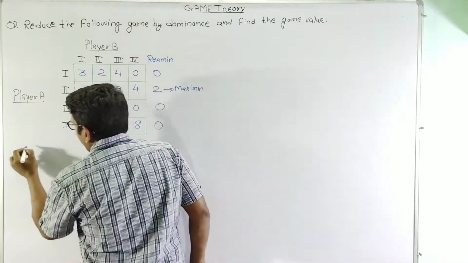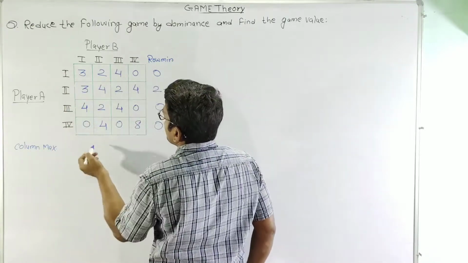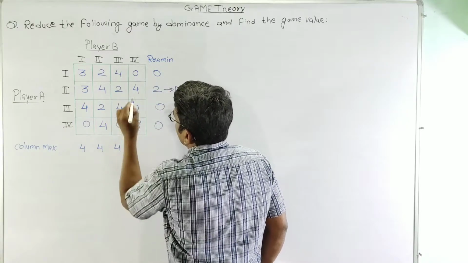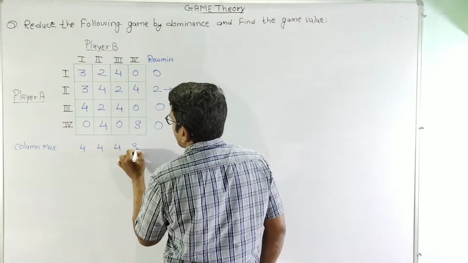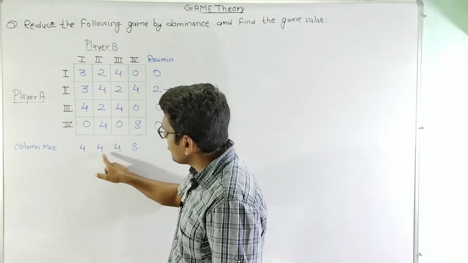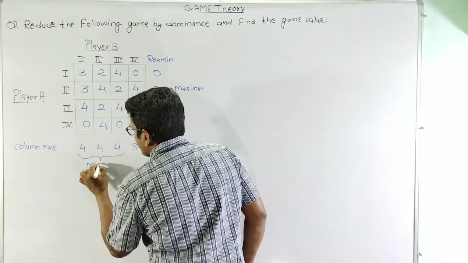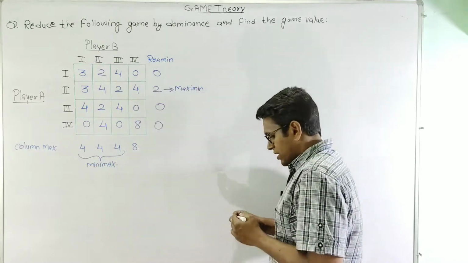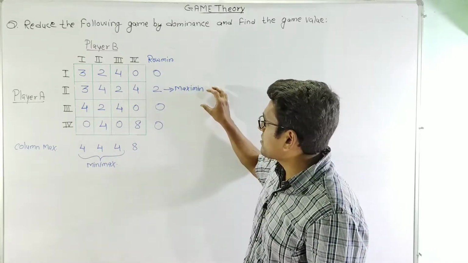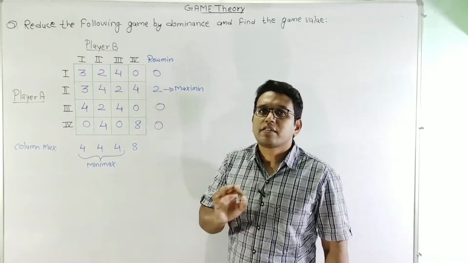Similarly, we will calculate the column maximum, and in the column maximum we will select the maximum value in each column. So let us quickly calculate the maximum values in each column. So these are the maximum values, and now we will select the minimum value among these. So we can see here that there are 3 minimum values, 4, 4 and 4, and these 3 values are the minimax values. And now we can see that the maximin value is 2 and the minimax value is coming as 4. So we can say from here that the minimax value is not equal to the maximin value, which suggests that in this particular game a saddle point does not exist.